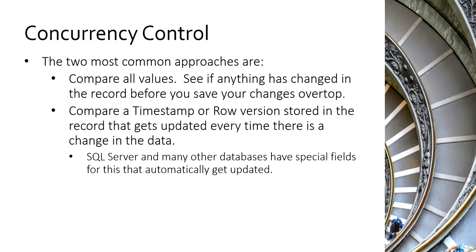Downside is now you're adding an artificial piece of information to the record just for the purpose of concurrency. So you're bulking up the data, a little more data to pass around from one hand to the other as you're manipulating things as well, right? Overall, though, for the most part, concurrency control with a timestamp or row version is much more efficient and certainly easier to program, right?